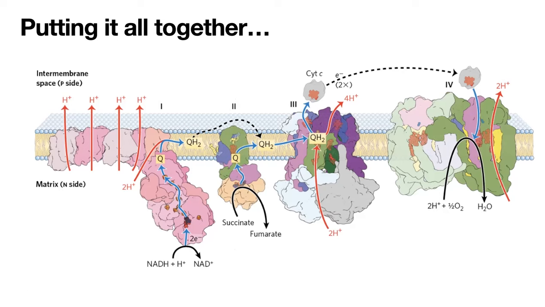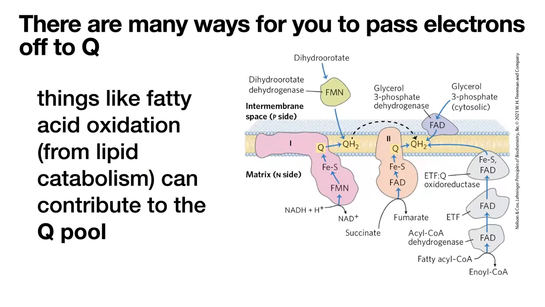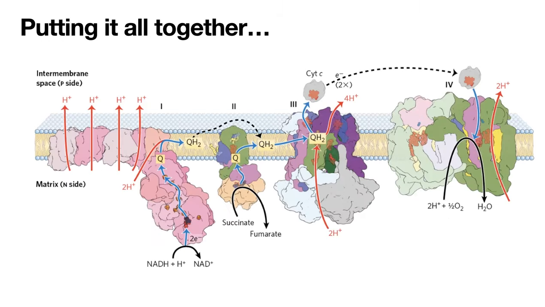And it turns out that there are actually a lot of different ways to pass electrons to Q, including from things like fatty acid oxidation. So in fatty acid oxidation, we're going to need to do one of those reactions that requires the formation of a double bond between 2 carbons. So we're going to use our FAD. And this is actually going to contribute those electrons directly into this Q pool. So we talk about this general Q pool because it doesn't really matter where those electrons given to Q came from.